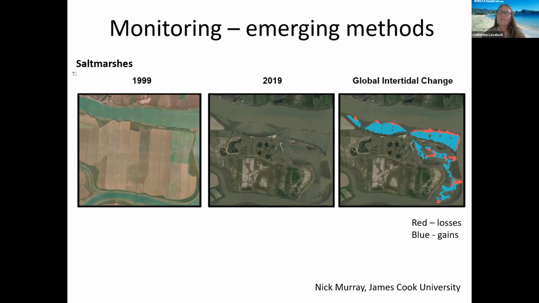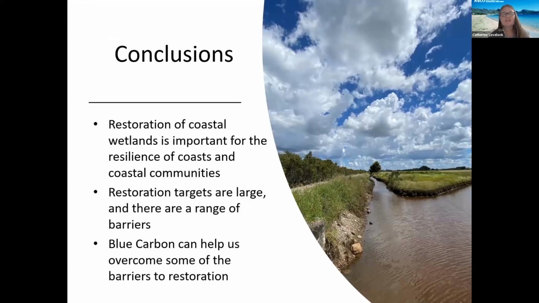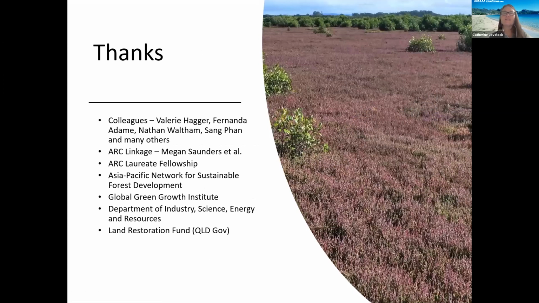So my final conclusion here is that restoration of coastal ecosystems is really important for the resilience of coasts and communities. We've got really big restoration targets, and there are a range of barriers, but I think blue carbon projects, blue carbon in general, can help us really overcome some of these barriers to restoration. And hopefully we will see more restoration in the future. And with that, I'd like to thank a lot of friends and then hand it back to you, Iris.